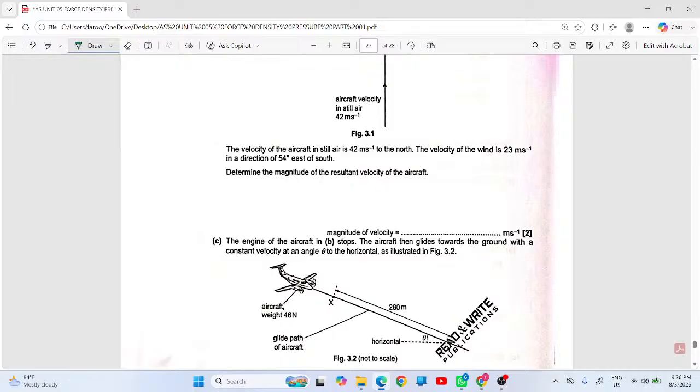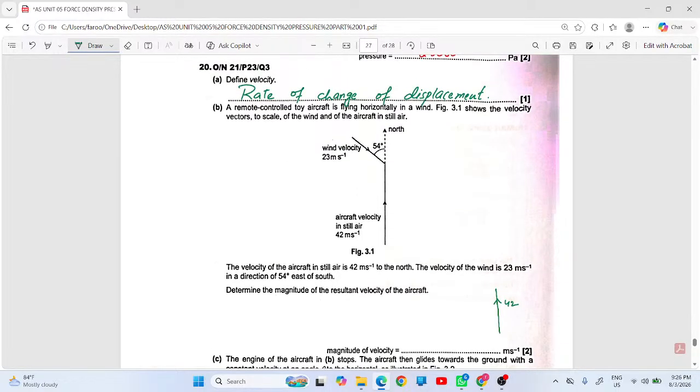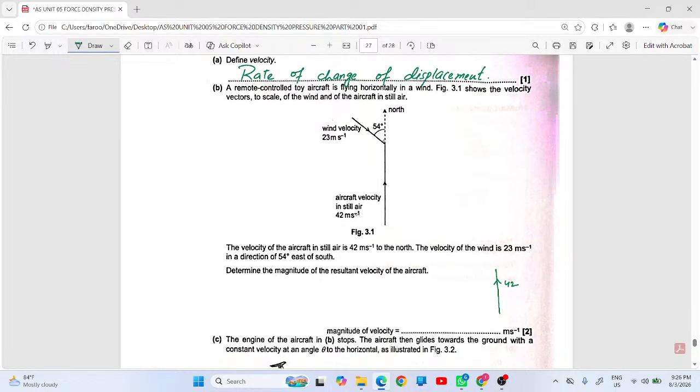Magnitude of velocity of the aircraft. What do we use in this? Let's see. Okay, let's draw this. So one component is 42. Now I have to join the vectors head to tail. We do head to tail. So this one is the head.